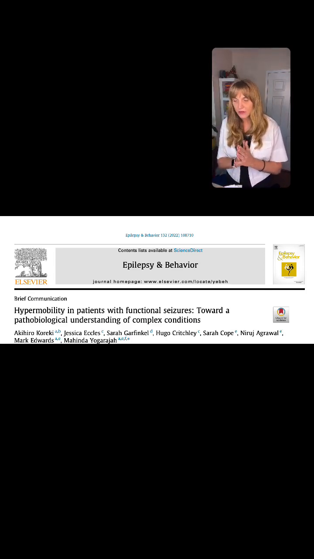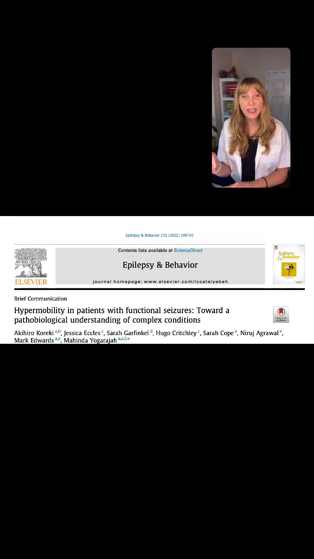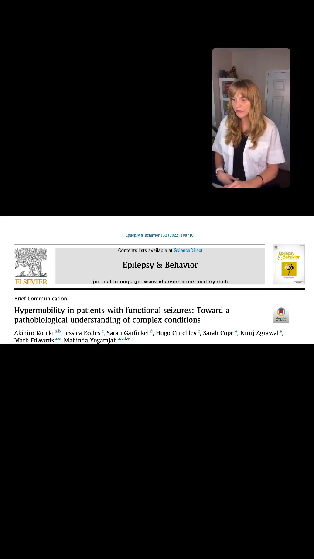Korecki, I think maybe is how you say the last name, Hypermobility in Patients with Functional Seizures: Toward a Pathobiological Understanding of Complex Conditions. So it is a complex condition. FND is complex, hypermobility is complex, the intersection of the two is complex. I do want to say hypermobility is not a functional neurologic disorder. That is not the case. It is its own entity, but it is something that we see coexisting with functional neurologic disorders frequently. And that's what they found in this study as well.